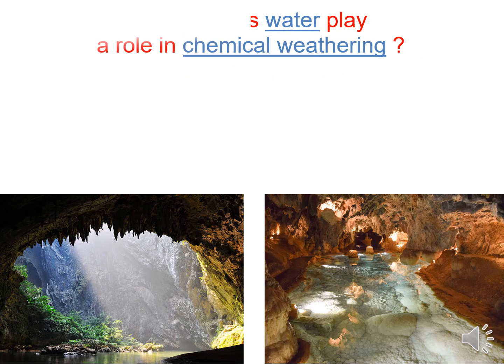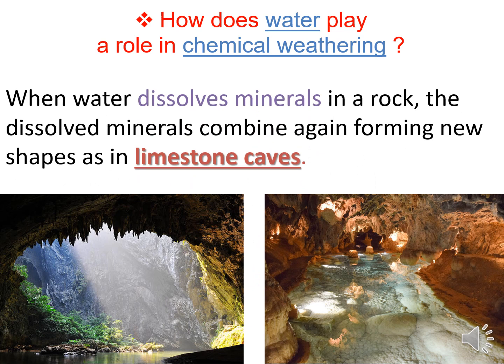Next, how does water play a role in chemical weathering? To answer this question, can you look at these two pictures and tell me what can you see? Excellent, they are limestone caves. But how are they formed? They form when water dissolves minerals in a rock. The dissolved minerals combine or collect again, forming new shapes as in limestone caves.